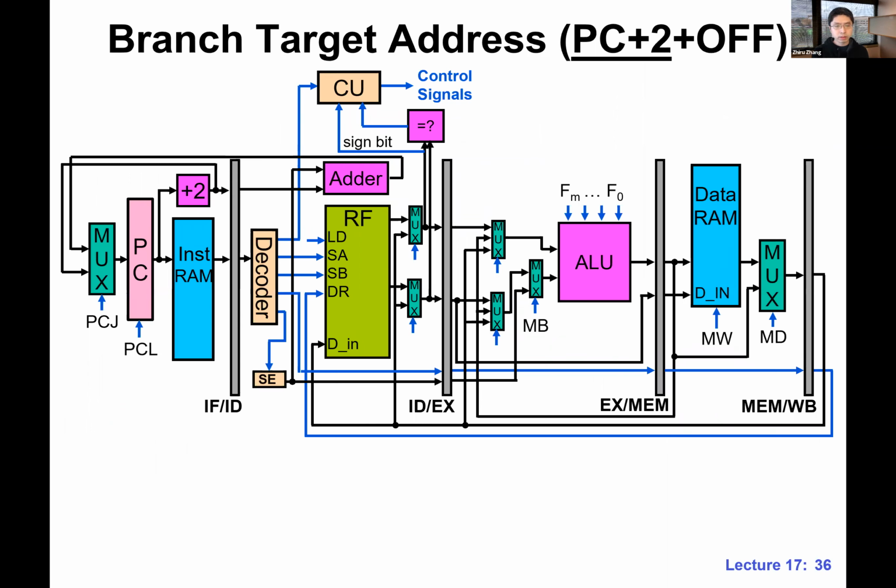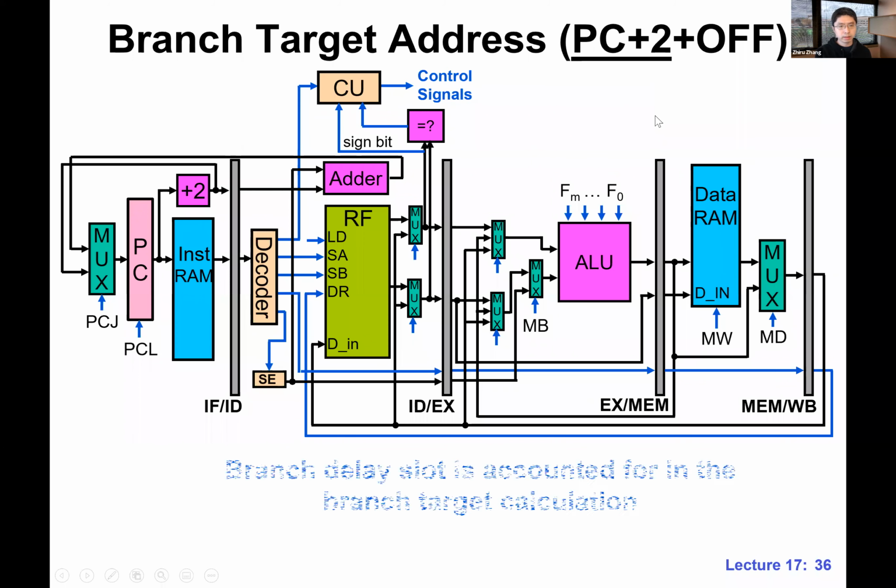Okay, one last thing before the quiz. Last time I also talked about this PC+2. Really, this is just accounting for the delay slot. PC+2 means that we assume that the next instruction is always going to be unconditionally executed. That's why we calculate the target by adding the offset from after this delay slot. So this is already baked into the assumption, the delay slot, when we calculate the target address.